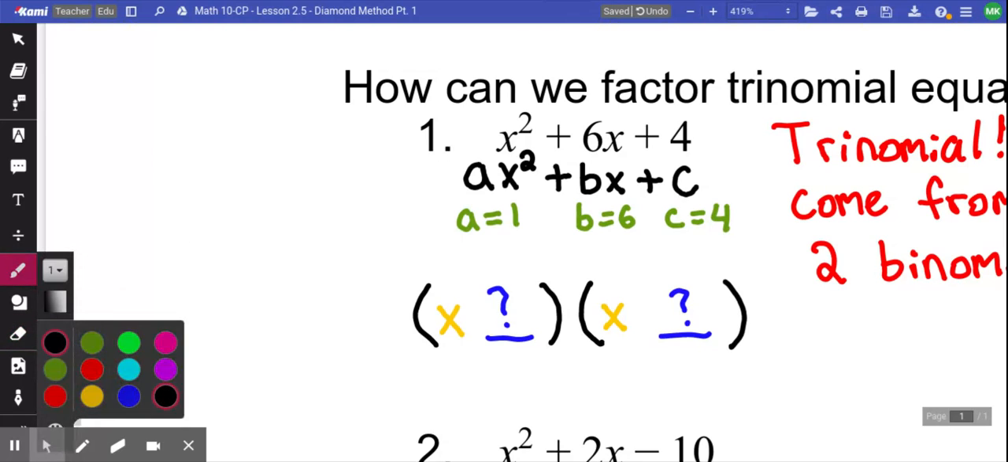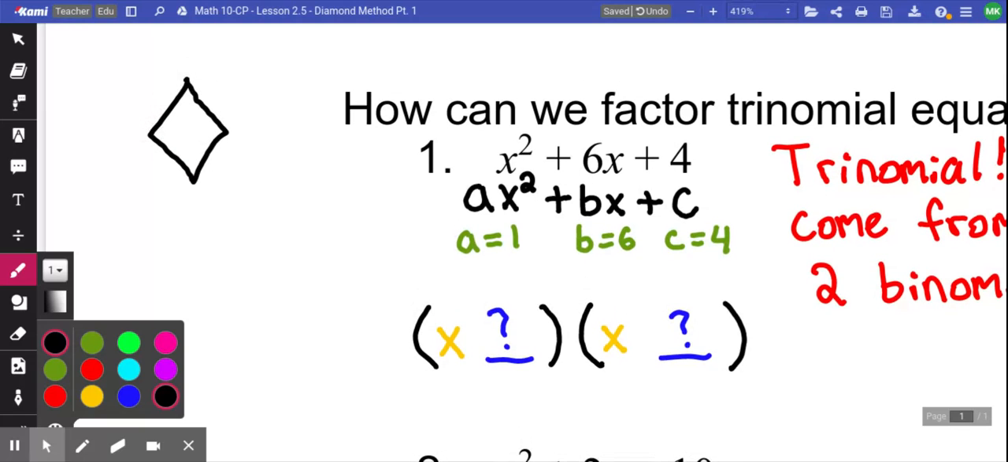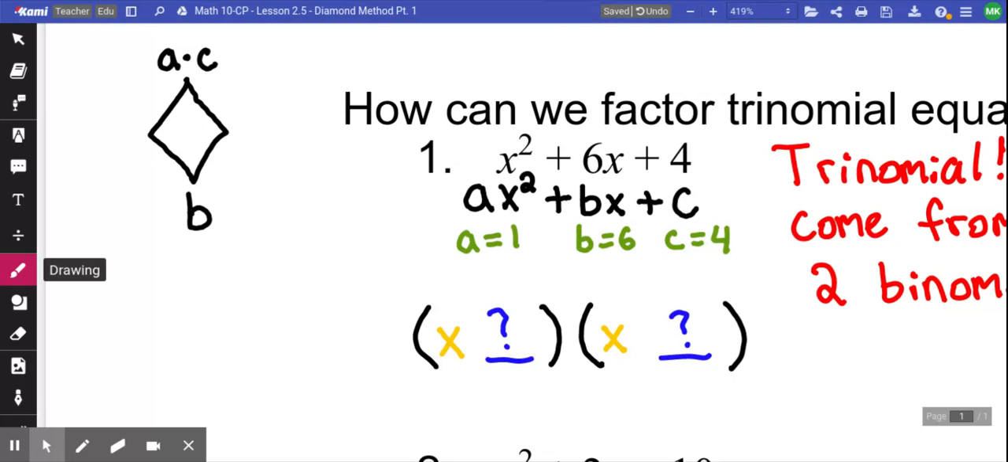The reason why is because your diamond, we're going to put numbers on the points. And the numbers that go on the top will be your A value times your C value on the top and your B value on the bottom. So if I was building this diamond right now for this question, A times C is 4. 1 times 4 is 4. On the bottom of my diamond is the number 6 because it's your B value.